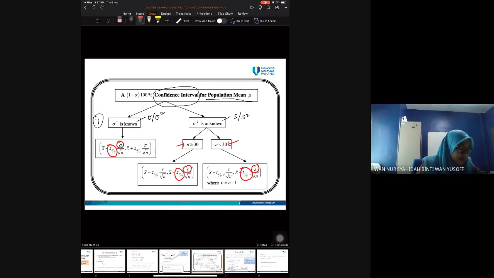So there's a keyword in these formulas. Why do we have S here? Because sigma is unknown. So we know this formula is for the unknown. A large sample always uses the Z distribution. A smaller sample uses the T distribution. The formula with sigma here is for the known case, because we do have the value of sigma in that question.